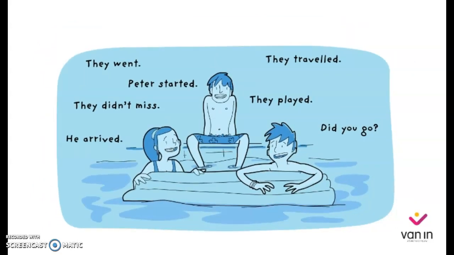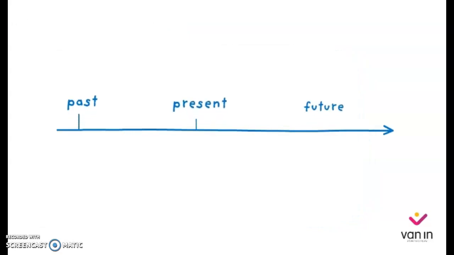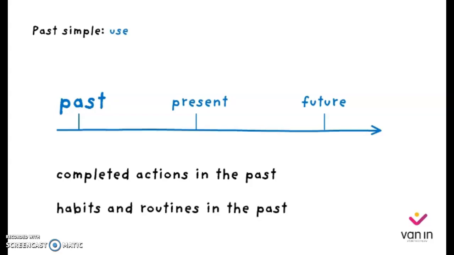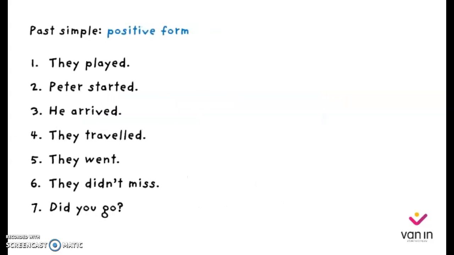Is this text talking about facts in the present, future, or the past? Yes, this text is talking about actions in the past. You can see that the actions were completed in the past. Therefore, we use a past simple. We also use this past simple to talk about habits and routines in the past. Let's see how we form the past simple.